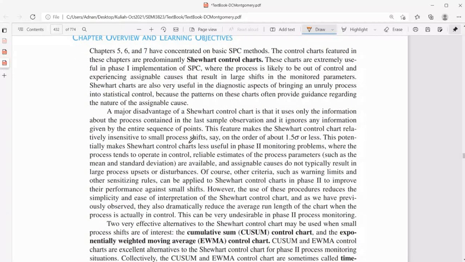What are the disadvantages? The disadvantage of the Shewhart control chart is that it uses only information about the process contained in the last sample observation. So this is the limitation of the Shewhart control chart. That is where decision making is done, unless we are using the runs rule. The runs rule is where we use more than one point to make a decision.